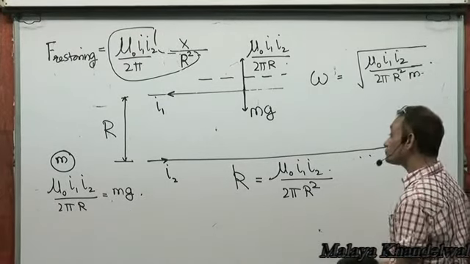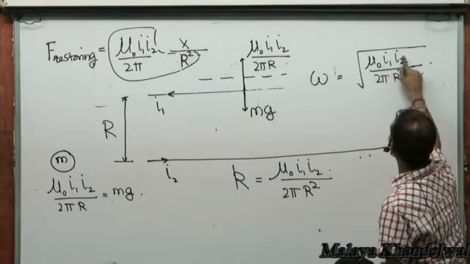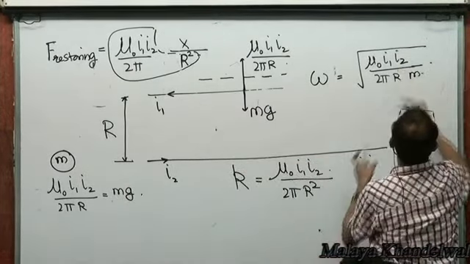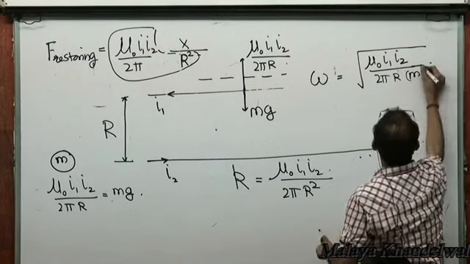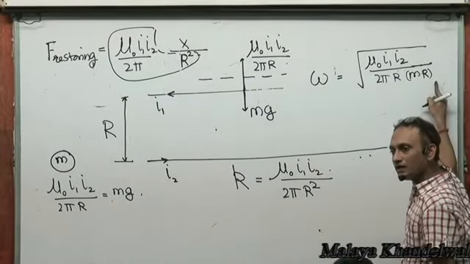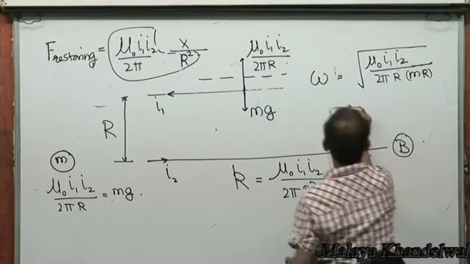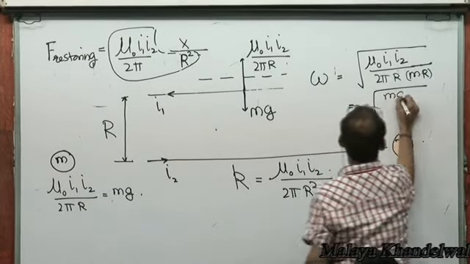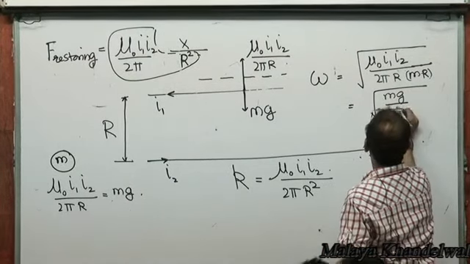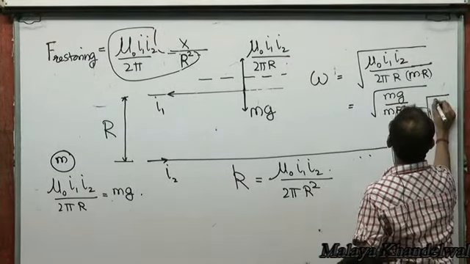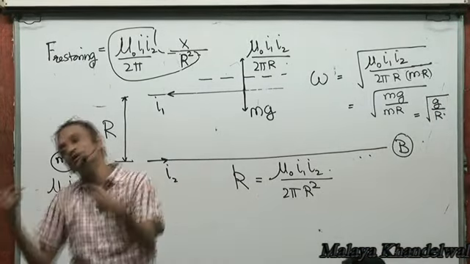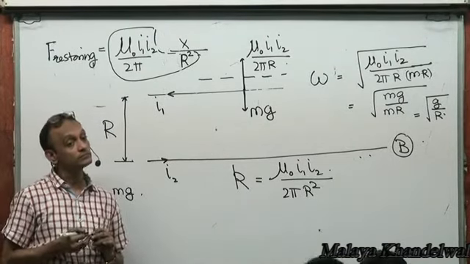Yes or no? Now, notice that mu naught I1 I2 by 2 pi r is actually mg. So let me separate this, so that mu naught I1 I2 by 2 pi r I can write as mg. So mg by mr, g by r, yes or no? That makes it root g by r. That's the angular frequency. The time period is going to be 2 pi by omega. That's all. Got it?